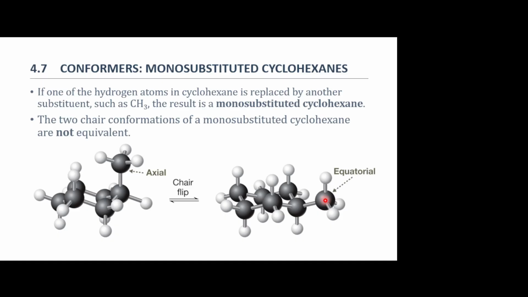Now, the conformers for the monosubstituted cyclohexanes, we finally get something on those spots. This is our first one. We'll do a methyl group. And so this is going to be the monosubstituted cyclohexane.